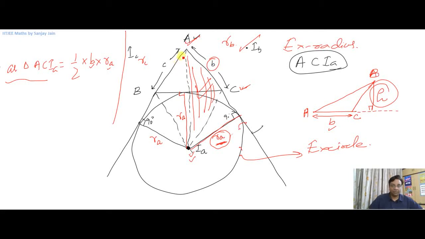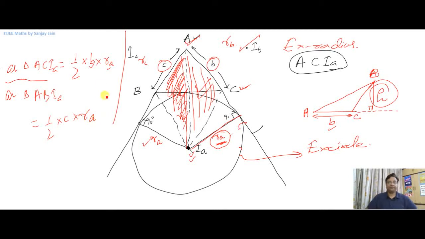Similarly, what can you say about this area ABIA? Area of triangle ABIA is equal to half into base C into height. What is the height of this triangle? This is again RA, right? So I have calculated these two areas.